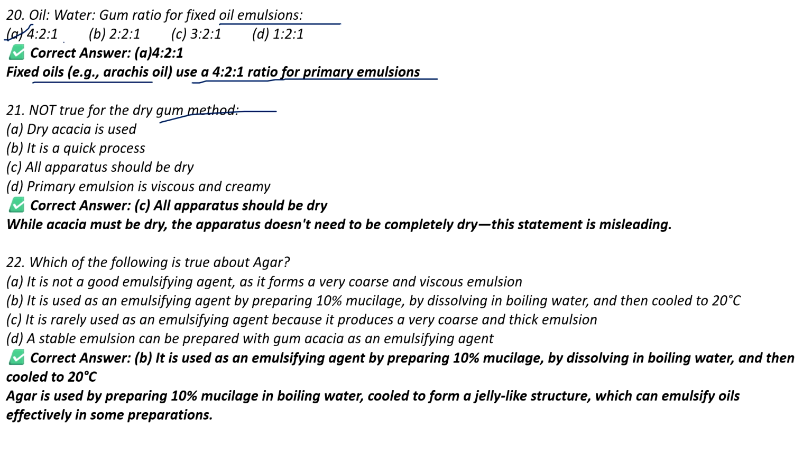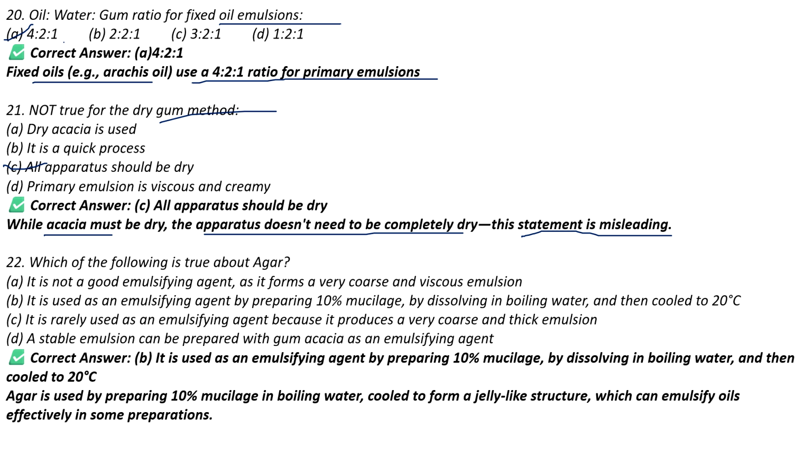emulsion is viscous and creamy. So while acacia in dry gum method must be dry, the apparatus doesn't need to be completely dry. So this statement is kind of misleading. So we can say option C, that states that all apparatus should be dry, is considered to be not true for dry gum method, while the other statements that state dry acacia is used, it is a quick, rapid process, and the primary emulsion is viscous and creamy, are correct for dry gum method.